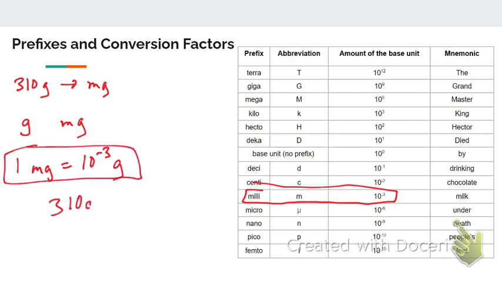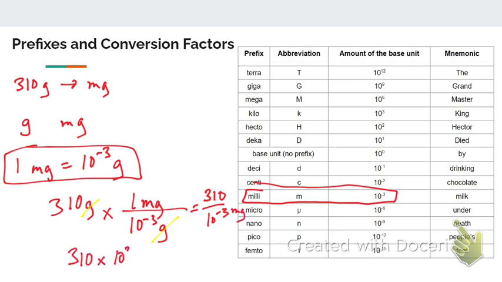So I take my 310 grams, and then I'm going to convert that to milligrams. Now I'm going to put the 10 to the negative 3 grams on the bottom, and then 1 milligram on top, right? Why did I choose that? Because that allows me to cross-cancel my grams. Then what I'm going to do is take 310 over 10 to the negative 3 milligrams. That's equivalent to 310 times 10 to the third. You take the reciprocal, you just flip the sign on your exponent. So that's milligrams.